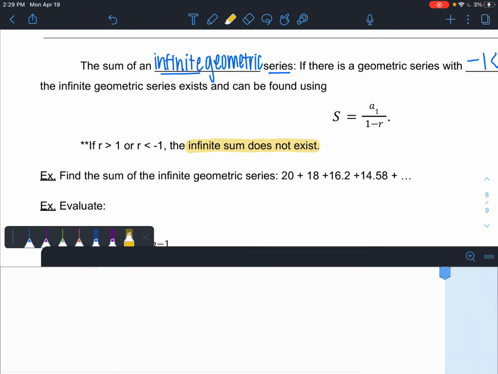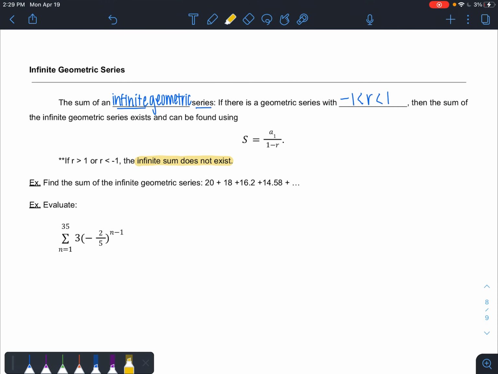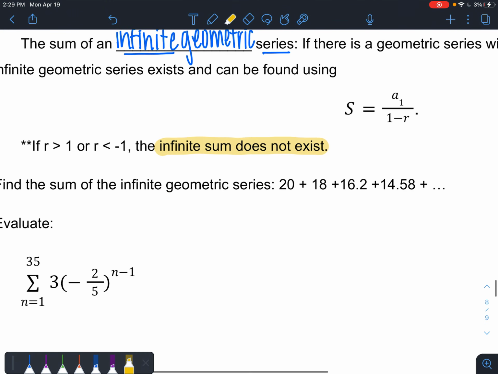Okay, so we're going to find the sum of the geometric series 20 plus 18 plus 16.2 plus 14.58. What it tells us is that it's a geometric series, and it tells us that it's infinite.